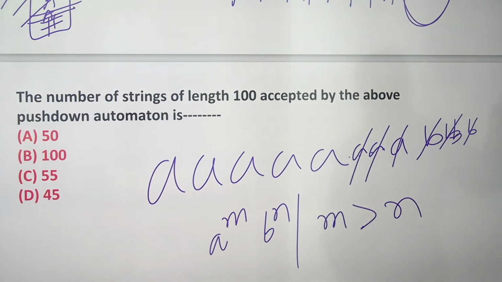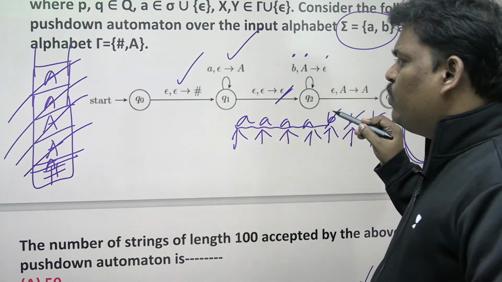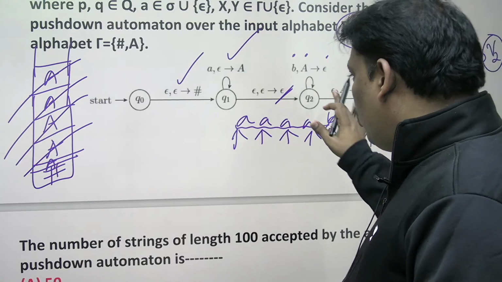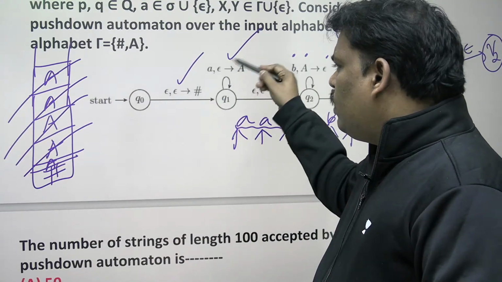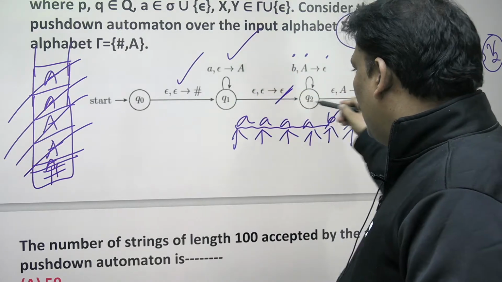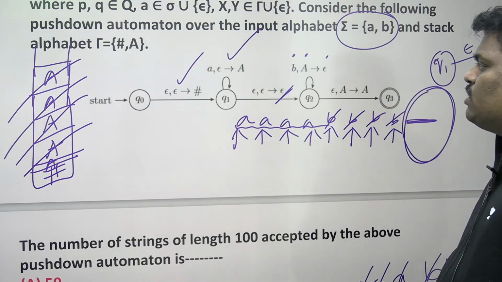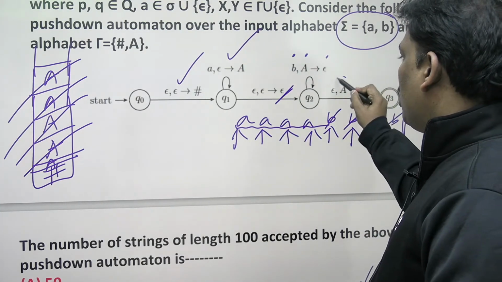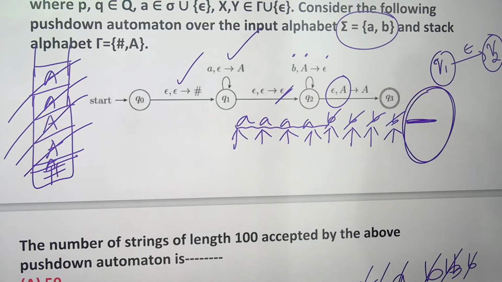One more thing you can observe. Some people are asking, sir, is only A's possible? Let's check here. Only A's pushed, and afterwards epsilon comes directly. Yes, only A's is also possible. Some people are asking if only B is possible. No, because the top of the stack should be A. So only A's is possible, but only B's is not possible.